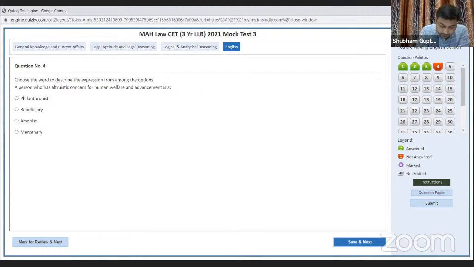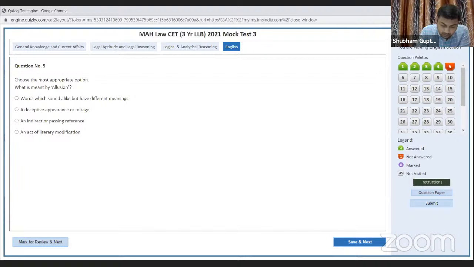A person who has altruistic concern for human welfare and advancement. It should be what? Human welfare and advancement. I do not know any of the meanings. Beneficiary, I know. And philanthropist, I know. Philanthropists are people who donate a lot. And beneficiary is the person who will get benefit. So it should be philanthropist.